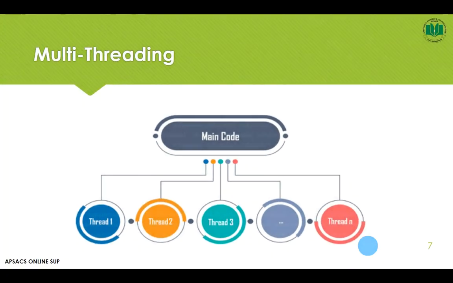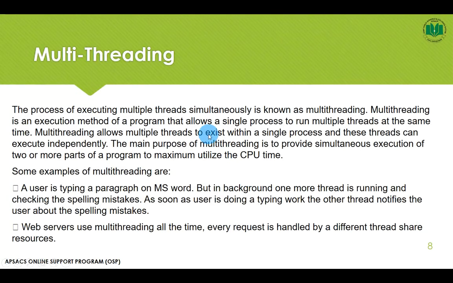Now I will discuss multi-threading. An operating system is unable to execute multiple processes on a single computer CPU, but multiple threads can be executed on a single CPU. For example, I have the main code which includes many threads: thread 1, thread 2, thread 3. All these threads can be executed simultaneously in a computer system. We will discuss it in detail.